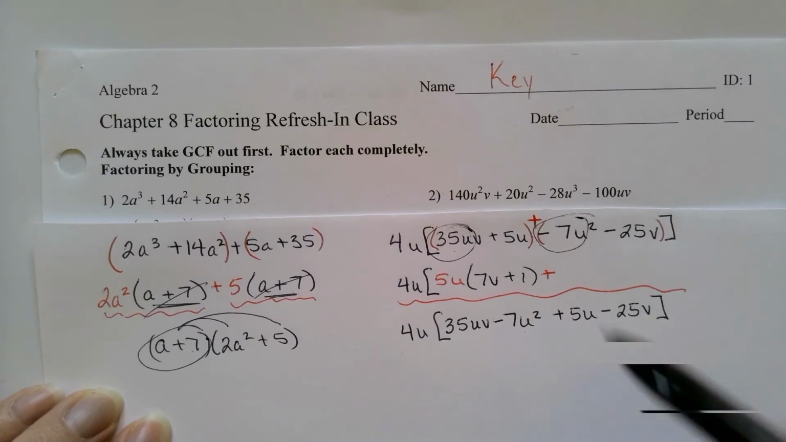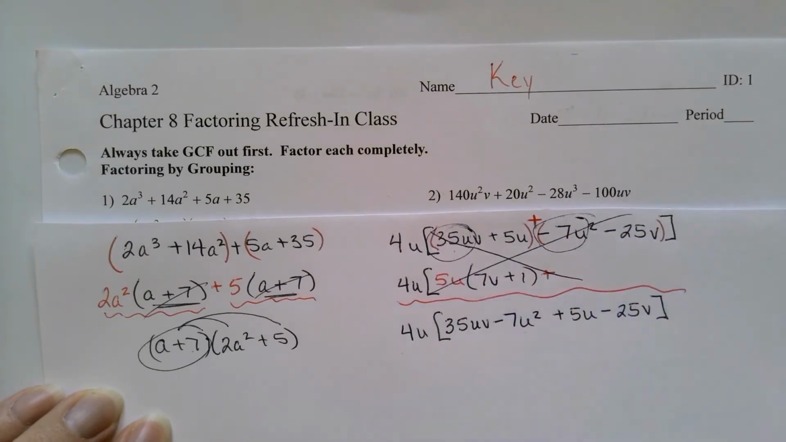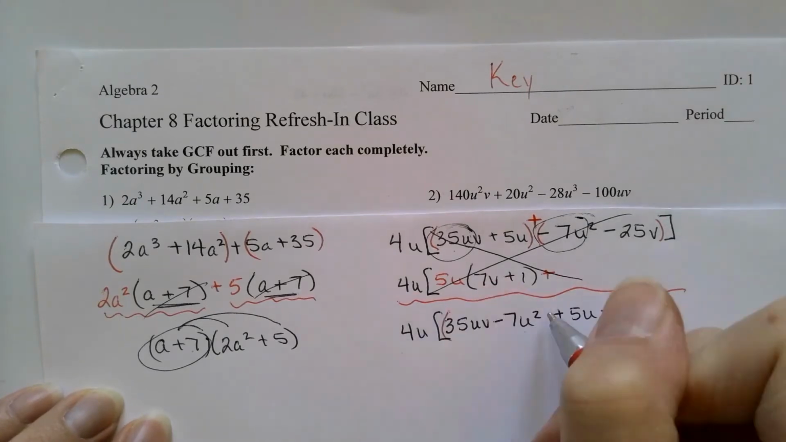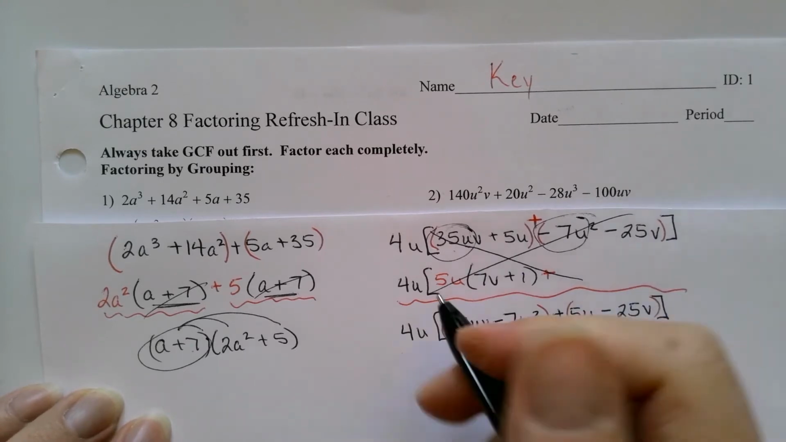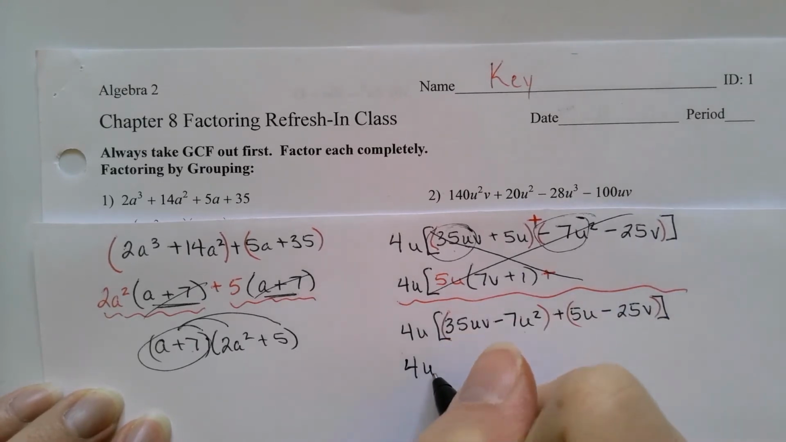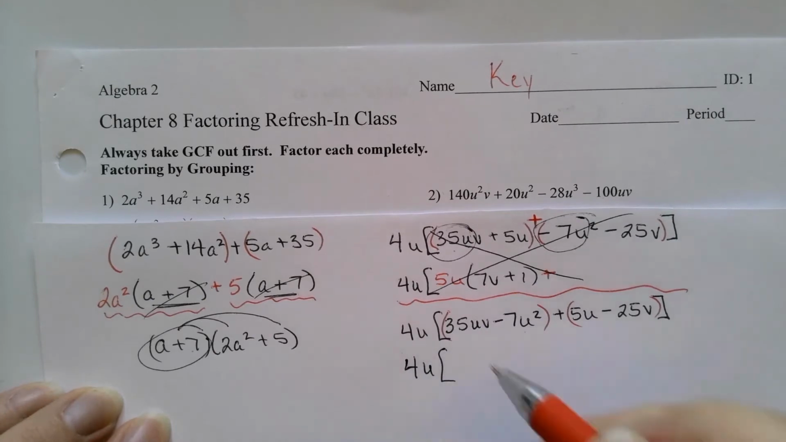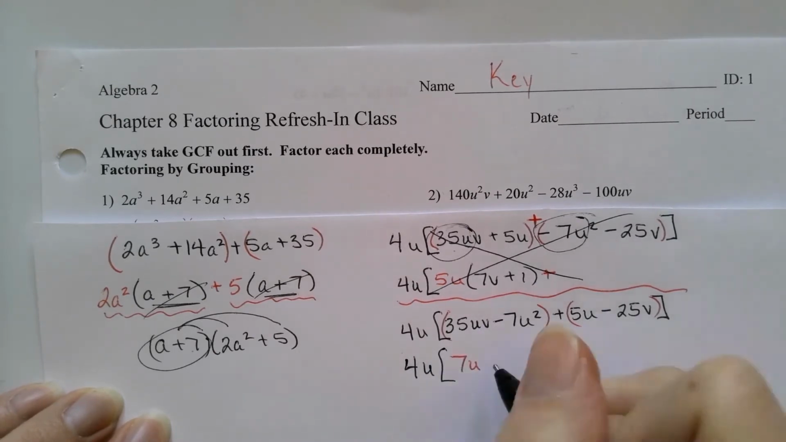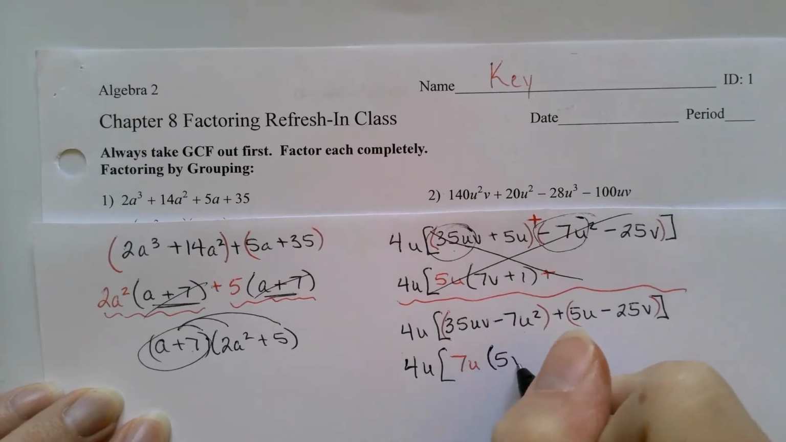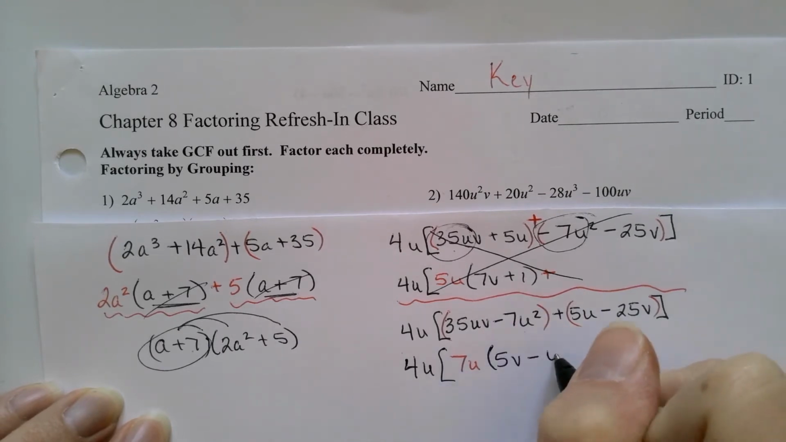I found out that this did not work. Now, you wouldn't know that ahead of time. You have to try it sometimes. So I'm going to do the same thing. I'm going to group it. This time I have a plus sign in the middle, so that's good. And then I'm going to come back and rework it. So I have a 4u bracket. What comes out of here is a 7u. What's left is a 5v minus u.